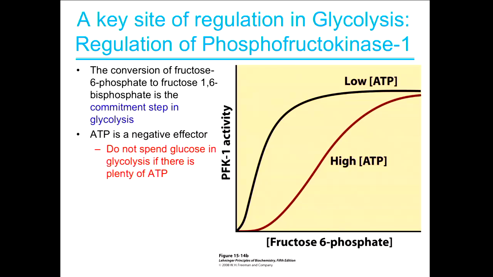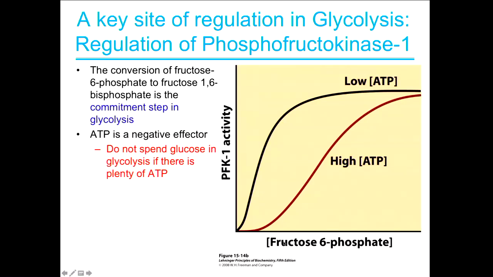So you're adding more and more fructose 6-phosphate, but you're only going to get so much product because you only have so much enzyme around. Now let's add a whole bunch of ATP. This is a sign that our cell has plenty of energy. Let's see what happens. This is the red curve. Down here at the bottom, we've got some fructose 6-phosphate around, but we're not getting a whole lot of product. The enzyme's not working very fast.